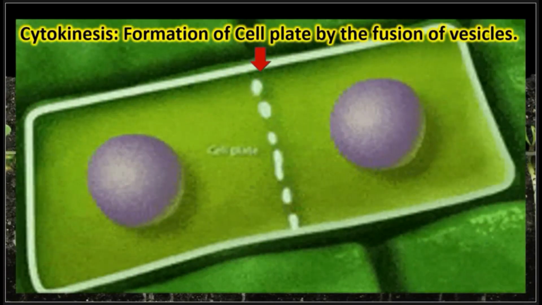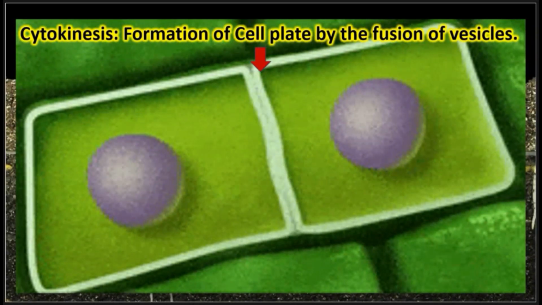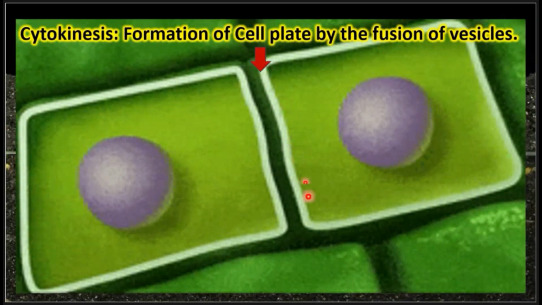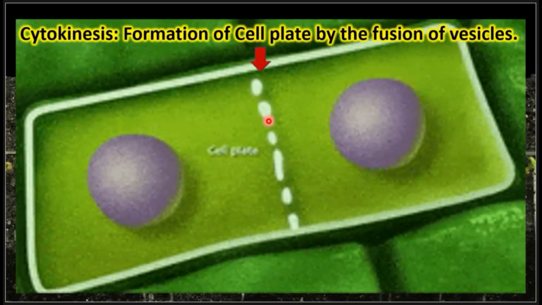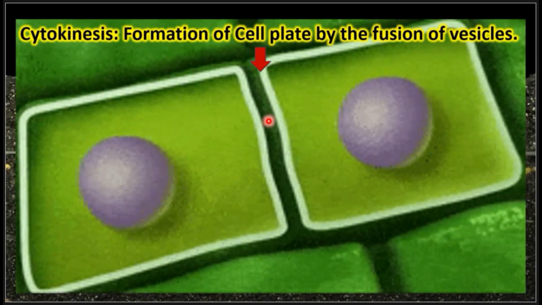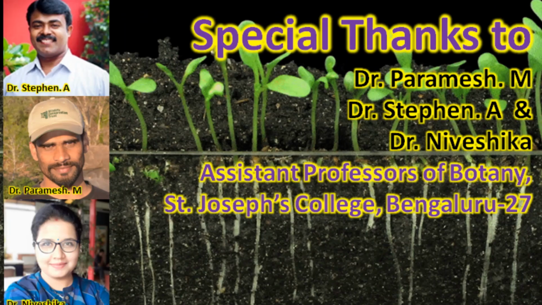This is the gif to show you the formation of cell plate by the fusion of vesicles. You can see the cell plate is formed here. This is only a diagrammatic representation, and this is also representing the cytokinesis. That is the brief account of mitosis.